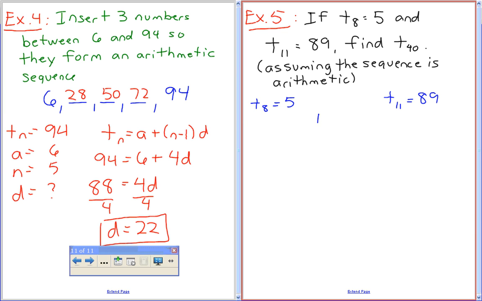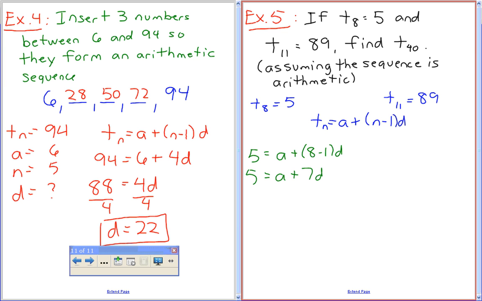Okay, so we're going to sub these both into Tn equals A plus n minus 1 D, and we're hopefully going to both have two unknowns. Go ahead. 8 minus 1. So 5 equals A plus 7D. Okay, this is where I need you guys, so we're okay with what happened there?